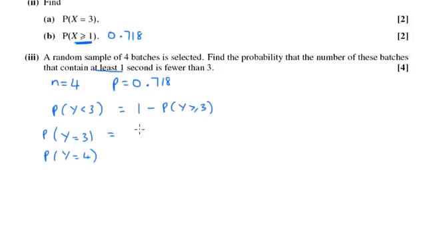So Y equal to 3 is going to be 4C3 times our p-value 0.718 to the power of 3 times our q-value, which was 0.282, and Y equal to 4 means that they were all successful every time, so that's 0.718 to the power of 4.